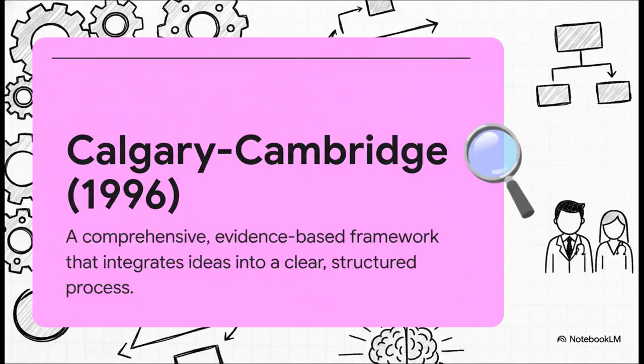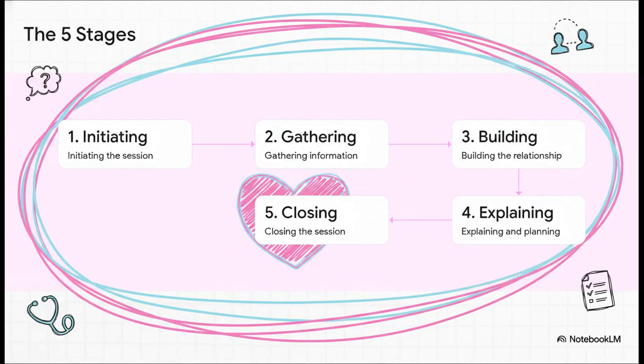And finally, we arrive at the Calgary-Cambridge Guide from 1996. Look, if you're going to know one model in detail for your exams, this is often the one to pick. It's a really comprehensive, evidence-based framework that pulls together a lot of the previous ideas into one clear, structured process. This model gives you 5 crystal-clear stages, right from initiating the session all the way to closing it.